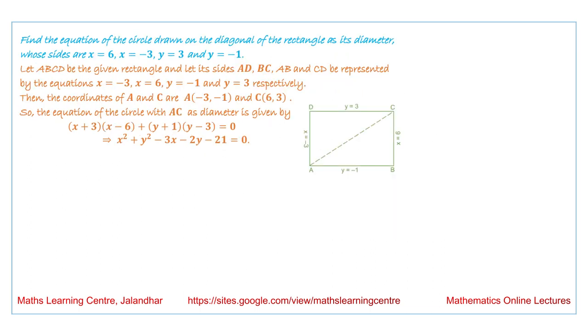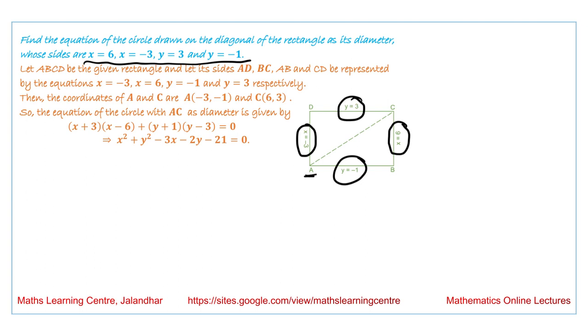Next question we have is: find the equation of the circle drawn on the diagonal of the rectangle as its diameter, whose sides are given. So we are saying x = 6, then x = -3, y = -1 and y = 3. If we are talking about this point A, its coordinates are (-3, -1), the value of x and y, and the coordinates of this point C are x = 6 and y = 3.